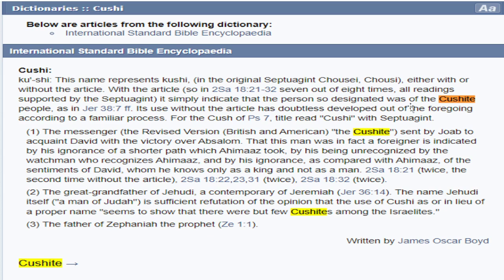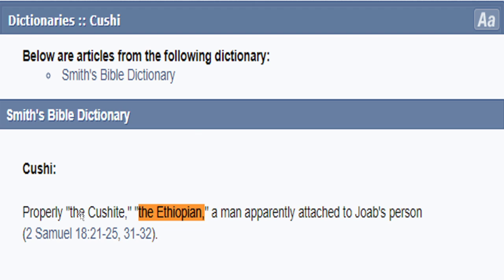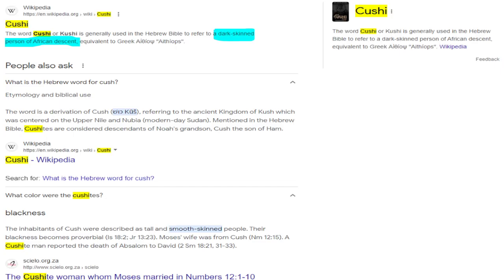Cushi, the Cushite. Proper name, Cushites among the Israelites. Cushi, properly the Cushite, the Ethiopian, a man apparently attached to Joab's person. And even in Wikipedia and other sources, it says Cushi is generally used in the Hebrew Bible to refer to a dark-skinned person of African descent, equivalent to the Greek Ethiops.